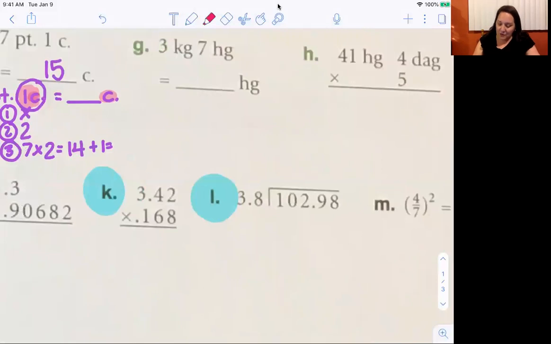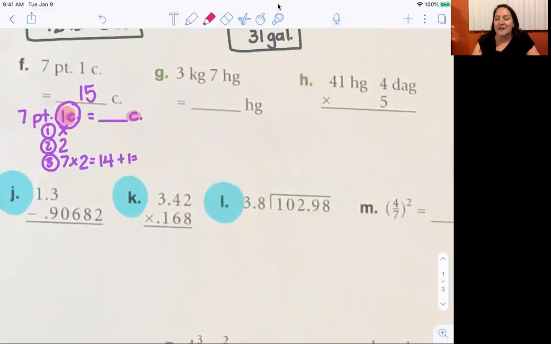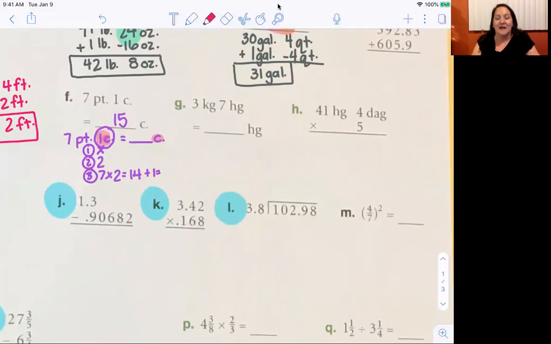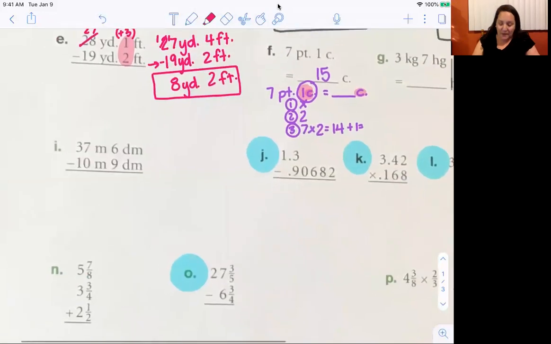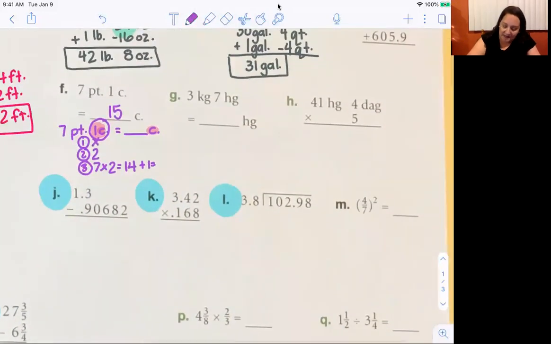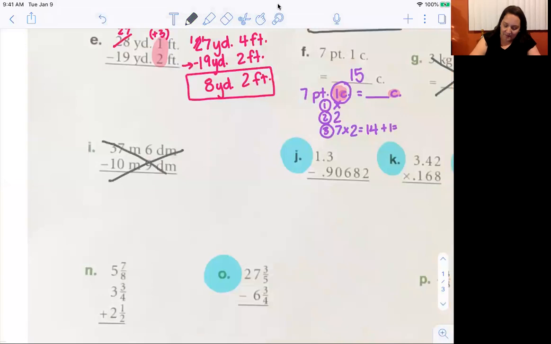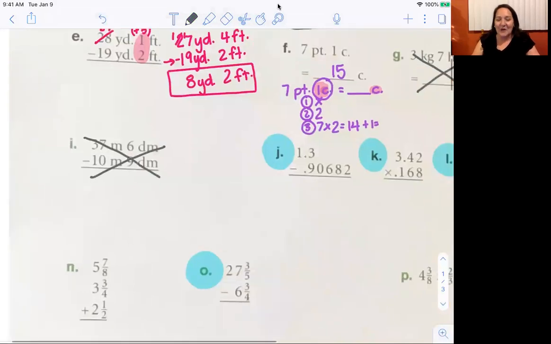I am going to go ahead and skip the metric because it's not going to be on your test, and I would like to focus on what's going to be on your test. So we're skipping metric. Guys, this test will not have metric in it. You are welcome. We're just going to be working on the ones that we've been practicing, okay?